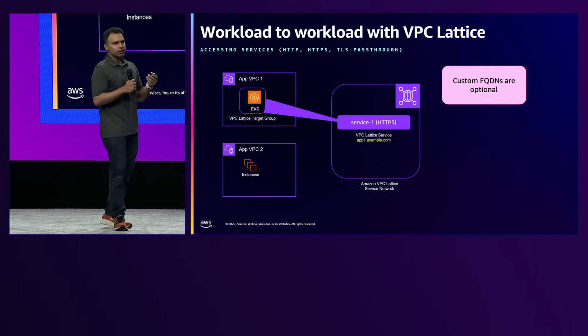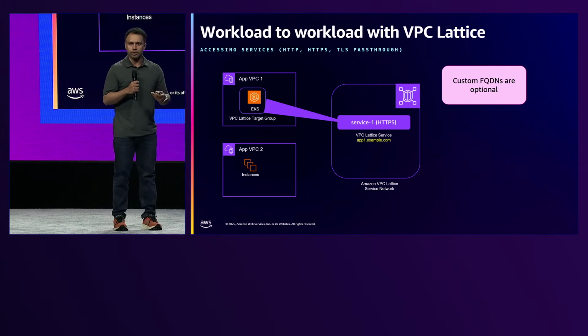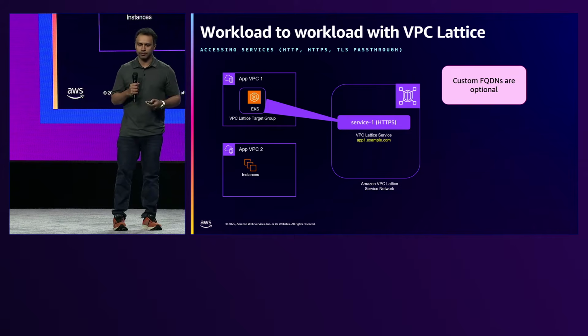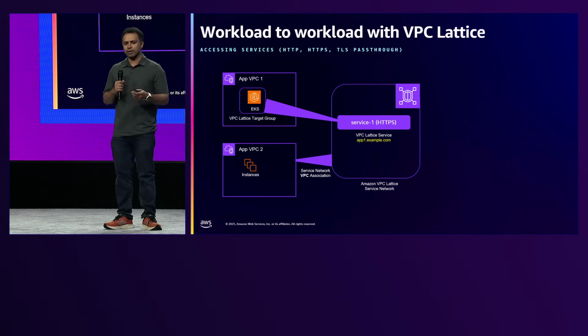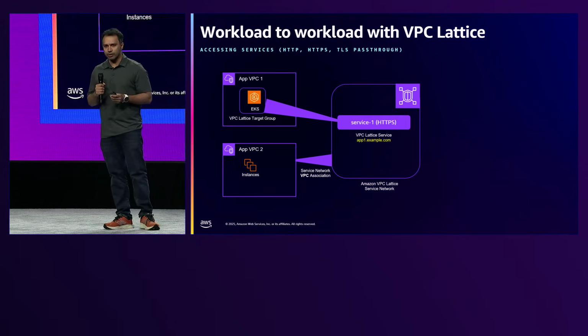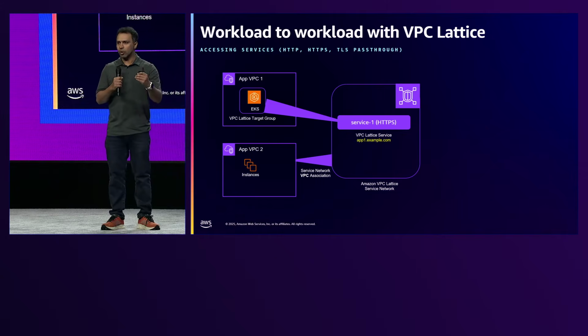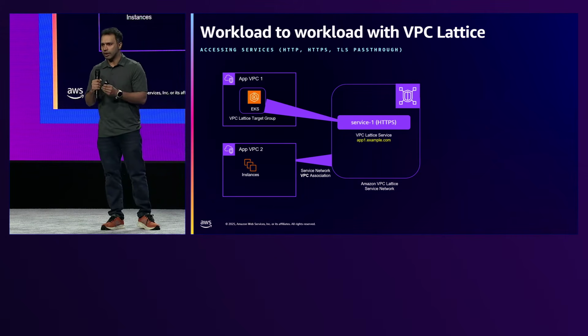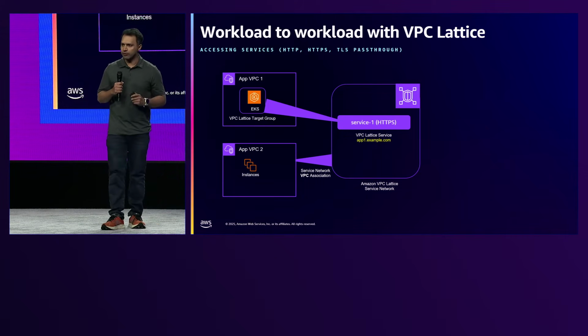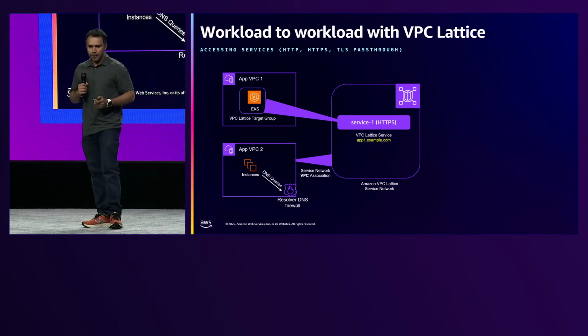Once your application is on Lattice, there's got to be a consumer. Somebody must want to access it. So this is where you create a service network VPC association. Now, major point to remember here is when we say VPC association, it means workloads only within that VPC get access to that service. So let's look at the life of a packet or the traffic flow.